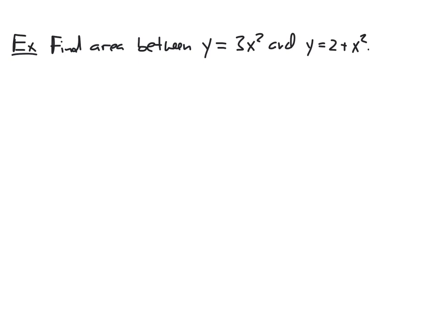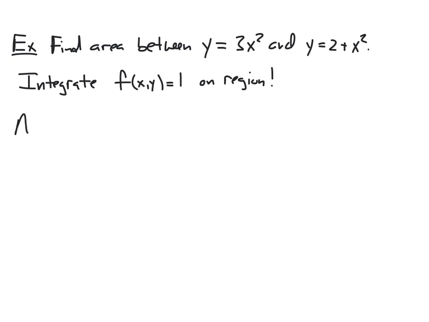And so what we're going to do in order to get this area with a double integral is integrate the function f of x, y equal to 1 on the region between the curves. Right? And so this way, what we're actually computing is a volume, but because the height of our solid is 1, we know the numerical value of the volume is going to equal the numerical value of the area. Right? And so in this case, we've actually already dealt with these two curves in a previous example, so we'll be able to get some of the basics out of the way.